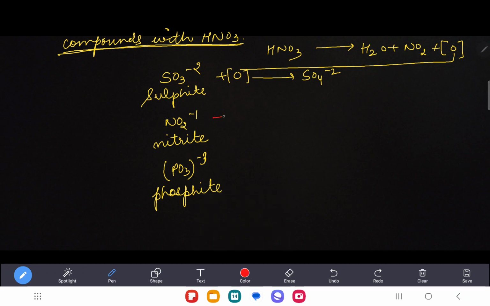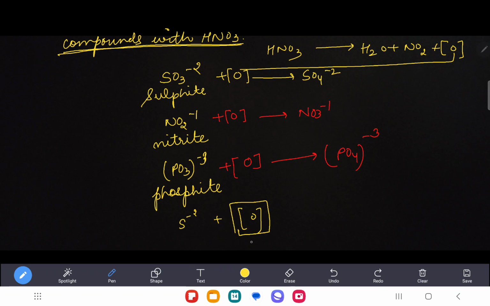When that nascent oxygen combines with nitrite, it is going to convert into nitrate, NO3 minus 1. When it combines with phosphite, it's going to form PO4 minus 3. When that nascent oxygen combines with S minus 2, sometimes this happens, but here it acts in a different way. Because understand, what is the nature of oxygen? To pull electrons, to gain electrons.